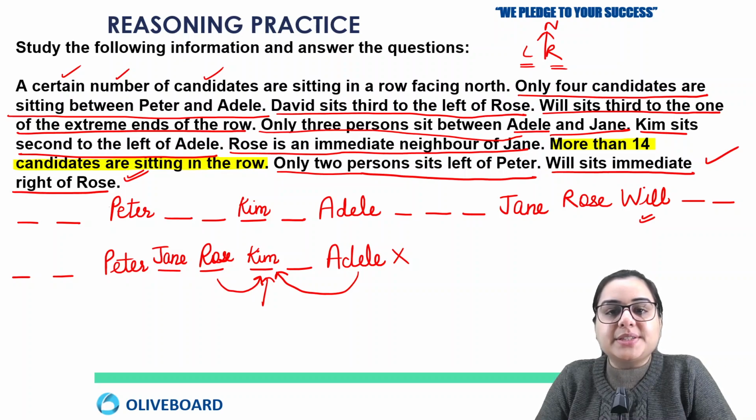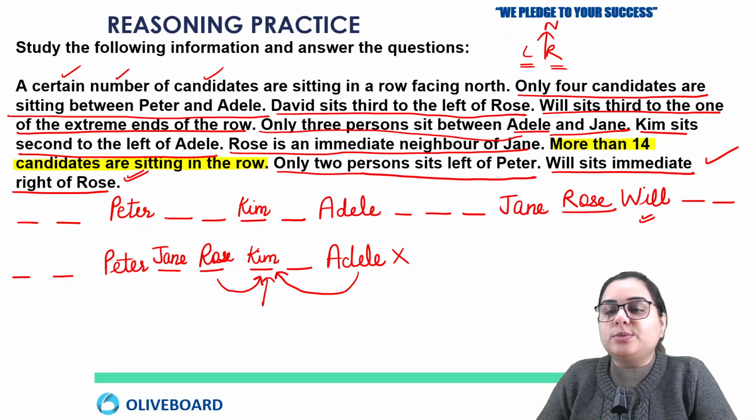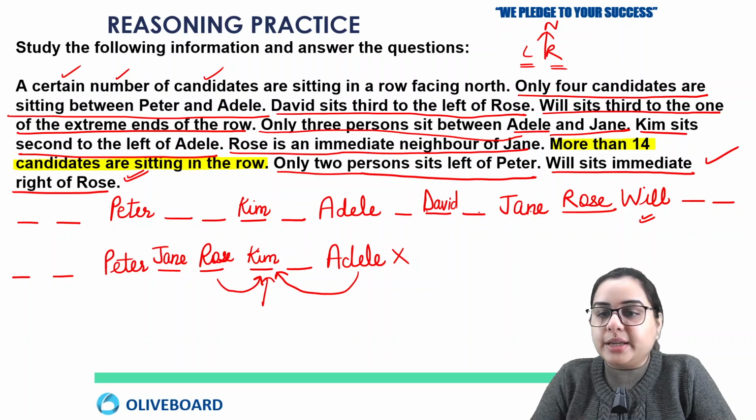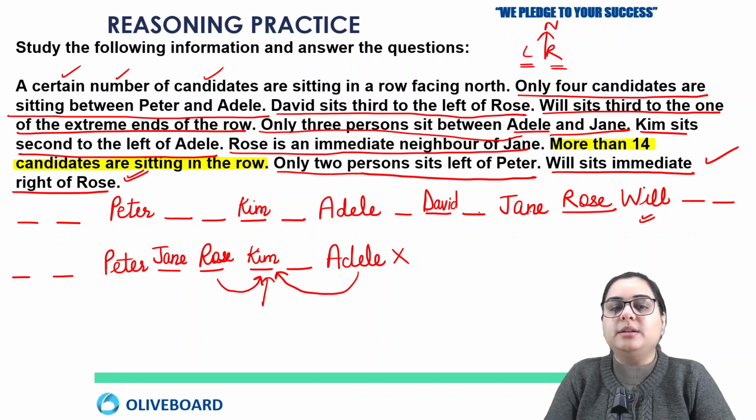Okay, so let's see if there's any other information. Have you filled all the informations? We have written Peter, we have written Adele, then David, no, David not done. David sits third to the left of Rose. Okay, so from Rose you have to see towards the left 1, 2, 3. That is here I am going to write David. Okay, next information is Will, we have solved. Then Adele and Jane again solved. Then Kim and Adele solved. Okay, Rose is an immediate neighbor of Jane, solved. More than 14 candidates, we will see that only 2 persons sit left of Peter. That's again done, and Will, Rose, done.